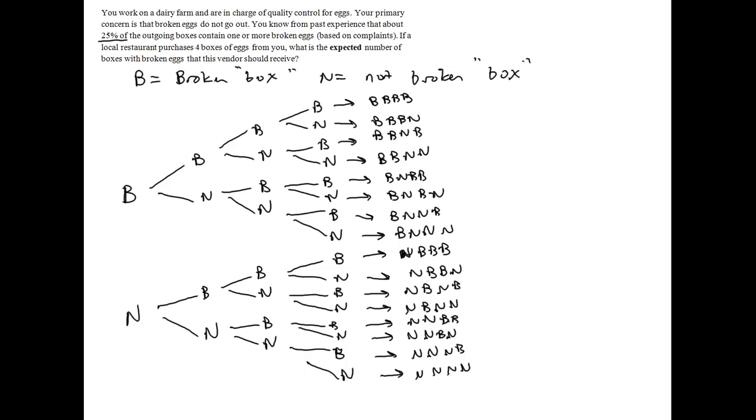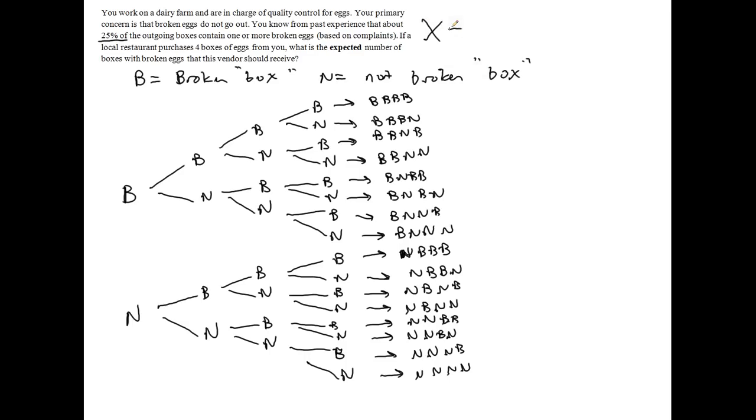You either are a broken box or you're not. We're not keeping track of the count of the number of eggs because it's bad whether you have 1 or 10 broken eggs. The customer isn't going to want it. So suppose that 4 boxes of eggs are being shipped out. What is the expected number of boxes with broken eggs that this vendor should receive?